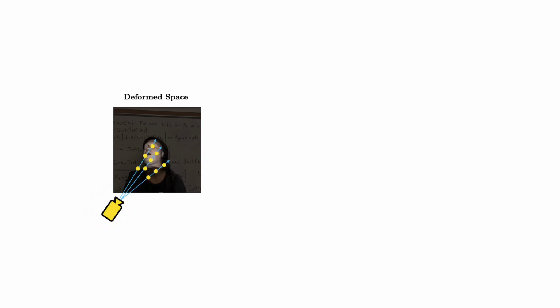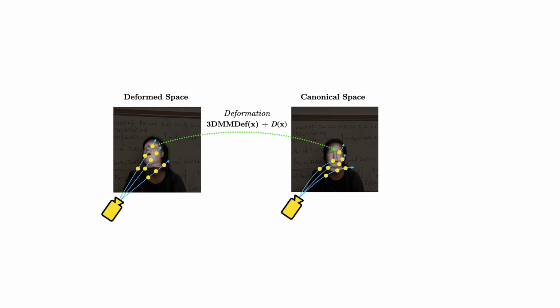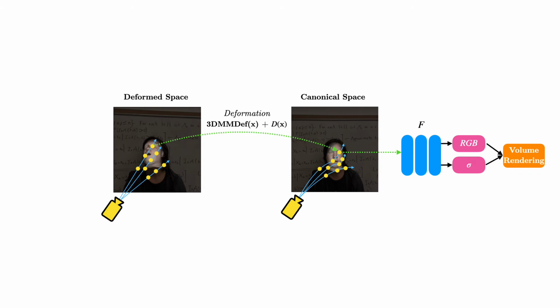Given a frame in the deformed space, as in a standard NeRF, we shoot rays and sample points on them. These points are then transformed to the canonical space using a deformation field. This deformation field is the sum of a coarse 3D-based deformation field and a fine deformation field predicted by an MLP that corrects the coarse field. Once in the canonical space, the points on each ray are rendered using standard volume rendering.